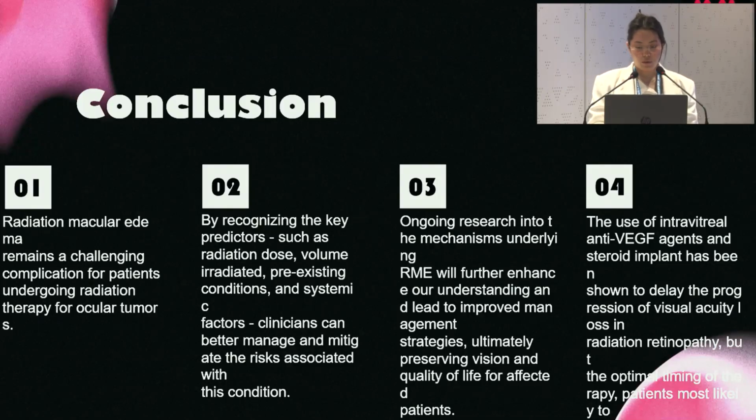The use of intravitreal anti-VEGF agents and steroid implant has been shown to delay the progression of visual acuity loss in radiation retinopathy, but the optimal timing of therapy and the patients most likely to benefit have not been studied in a large randomized trial. Thank you.